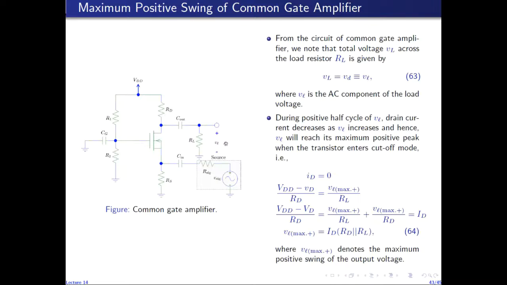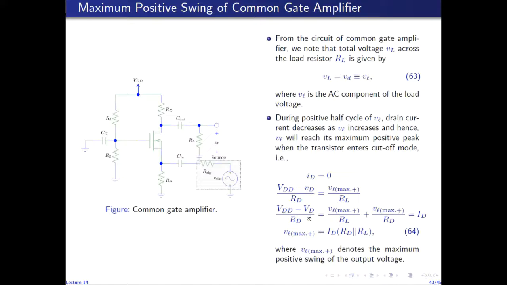And VL achieves its maximum positive value when the drain current becomes 0. That is when the transistor enters cutoff mode. So under this condition, the current through RD, which is given by VDD minus total drain voltage over RD, becomes equal to the current through RL, which is VL over RL. And under this condition, we replace VL with VL maximum positive. So VL maximum positive is VL under this condition.